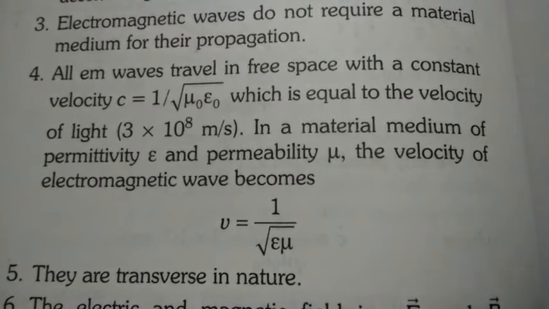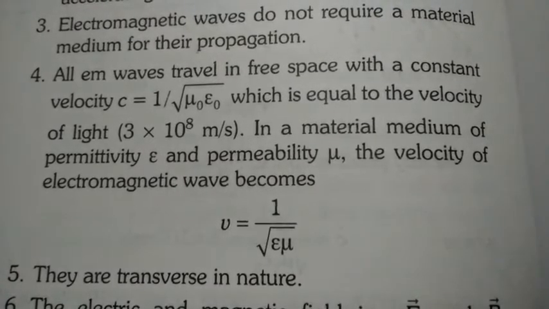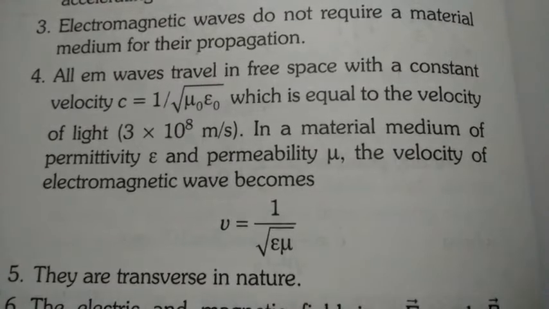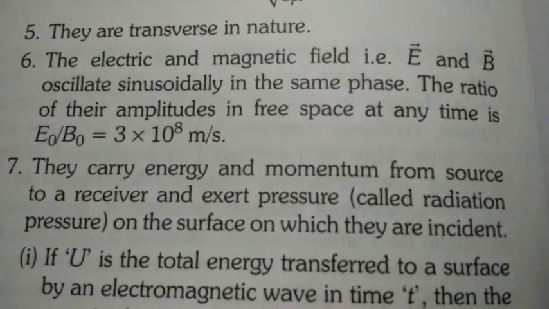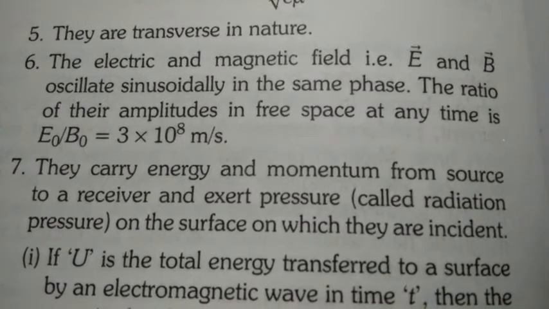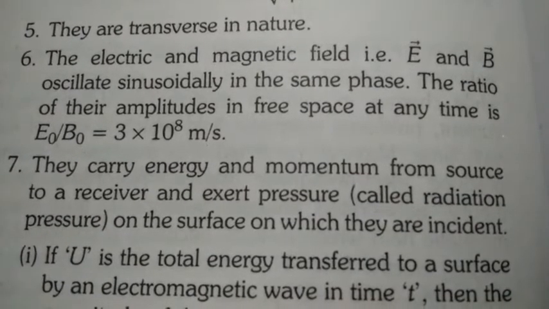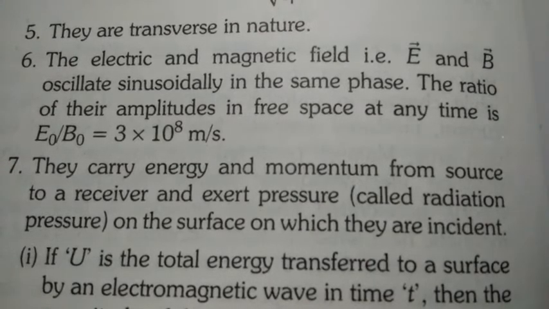What is permittivity and permeability? That we have already discussed in our initial videos. Okay, in chapter 1 or 2, we have discussed that in detail. Fifth point, they are transverse in nature. So what is the nature of EM waves? It is transverse. Sixth point, the electric and magnetic fields, that is E and B, oscillate sinusoidally in the same phase.